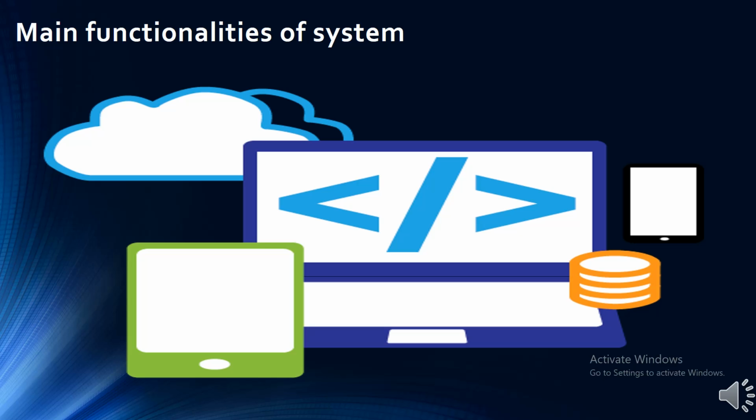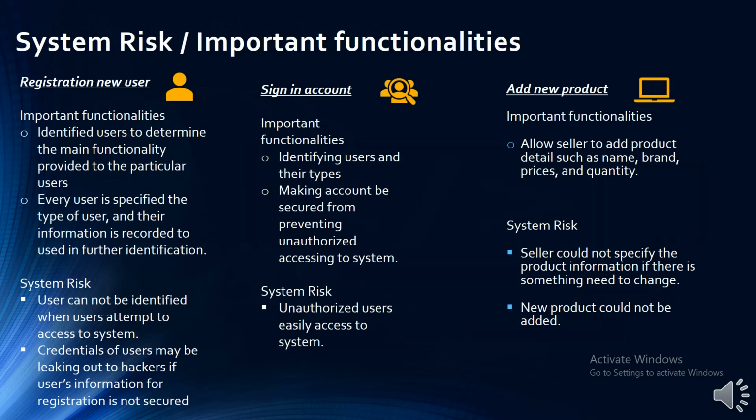Now we are going to present the main functionalities of the system. For registration of a new user, the important functionality is to identify users to determine the main functionality provided to each particular user. Every user is specified by type, and their information is recorded for further identification. The system risk is that the user cannot be identified when attempting to access the system, and credentials may be leaked to hackers if the registration information is not secure.